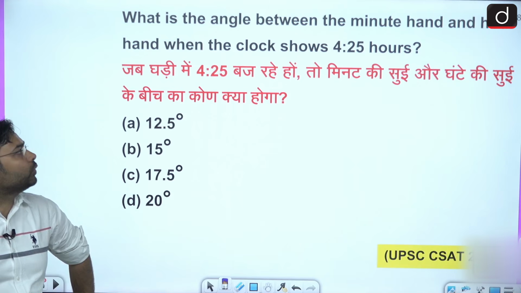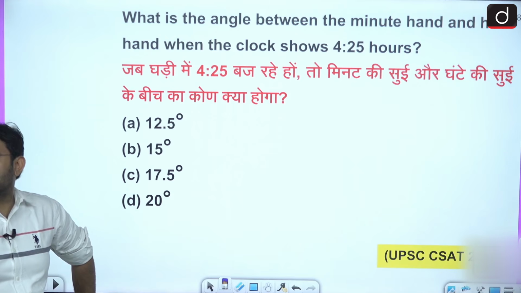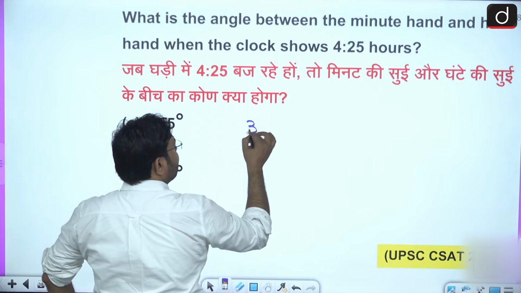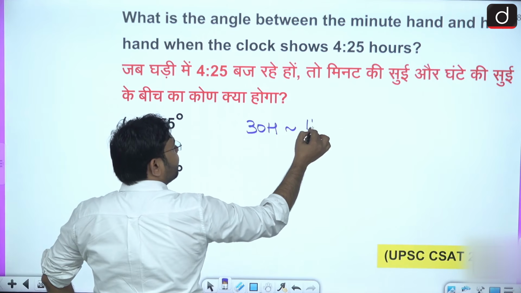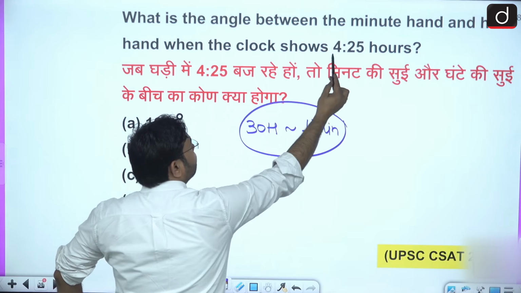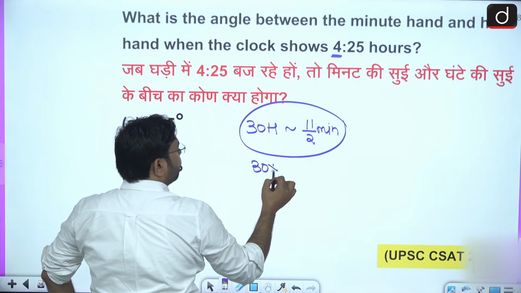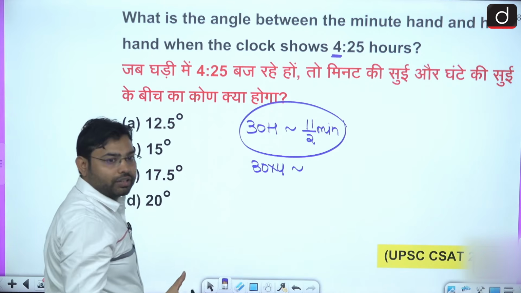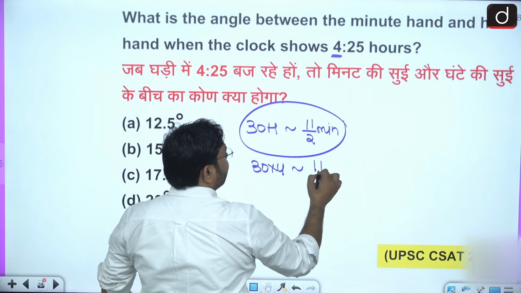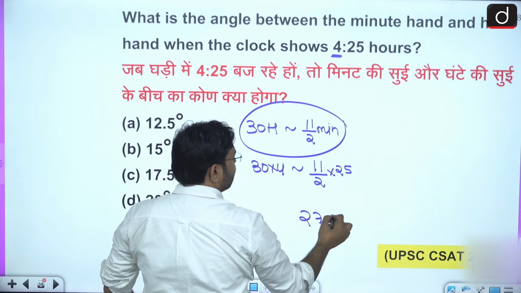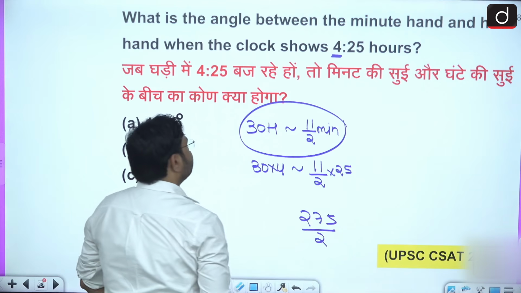How many of you know the formula of this question? 30h, h means hours, minus 11 by 2 m, m for minute. You will use this one. H means 4, so 30 into 4, and we will take the difference, not the minus one. Difference means with positive sign. So 25, 11 by 2 into 25. 25 into 11 is 275. 275 by 2.